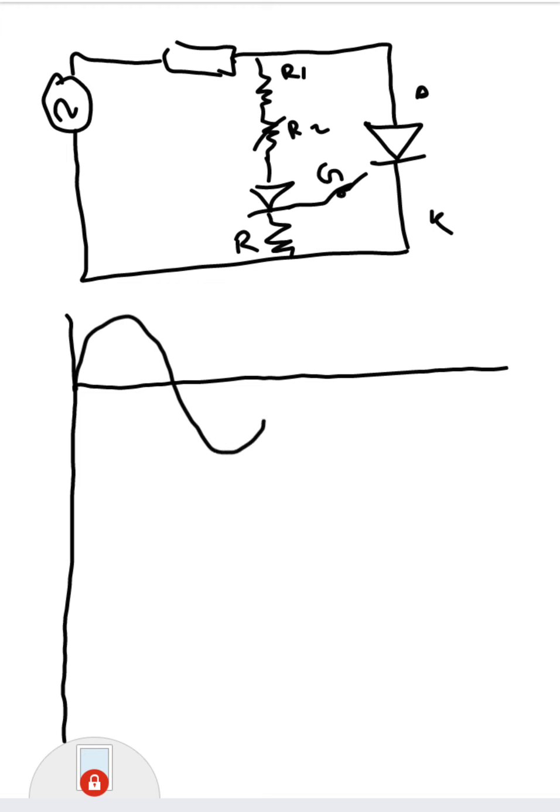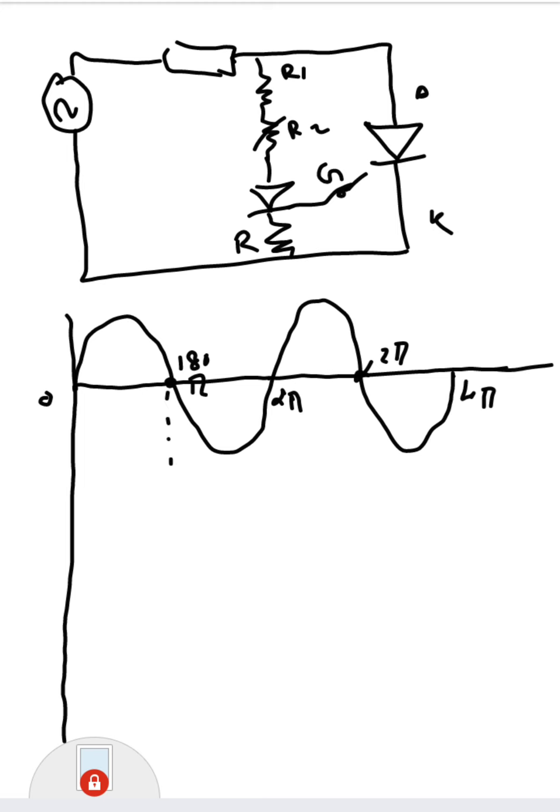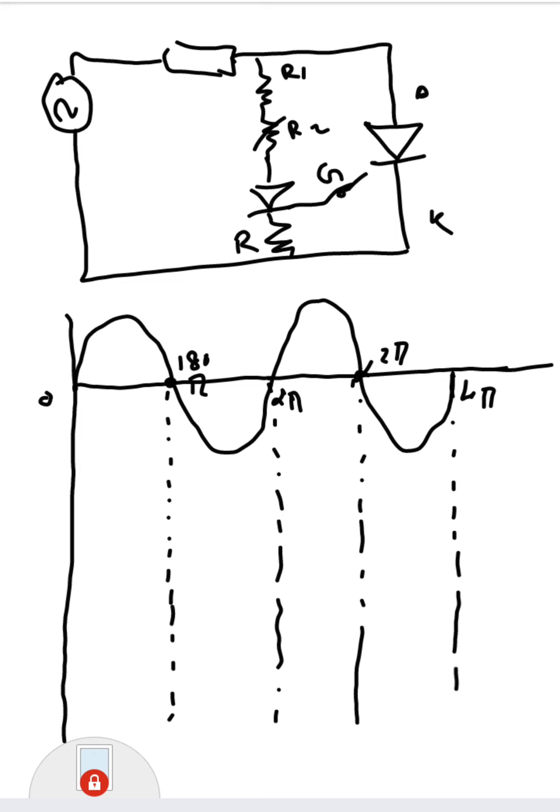So first I will draw the input voltage. Input voltage is a sine wave. You have to mark all the angles: 0, this is 180 degree or pi, this is 2 pi, 3 pi, 4 pi, etc. Okay, then extend this. Okay, the next graph I am going to draw: this is the supply voltage, shown here.